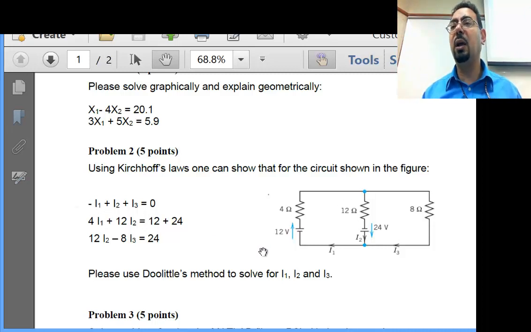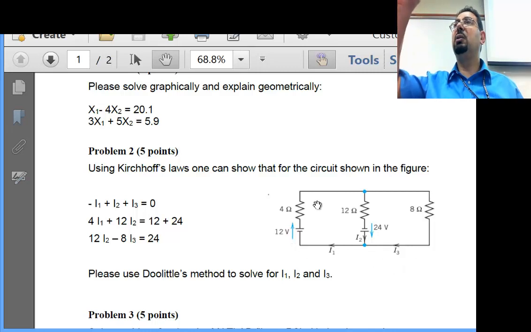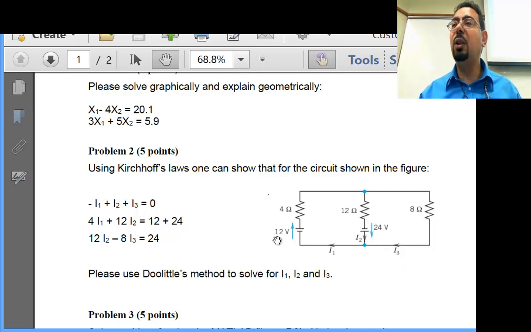Minus I1, the current one, plus I2, plus I3 equals 0. I1, I2, and I3. So he's looking at I2 and I3. They are coming at this point, and they are leaving over here. So minus I1 plus I2 plus I3 equals 0. So for every node, what comes in must come out. And then the voltage over the loop.